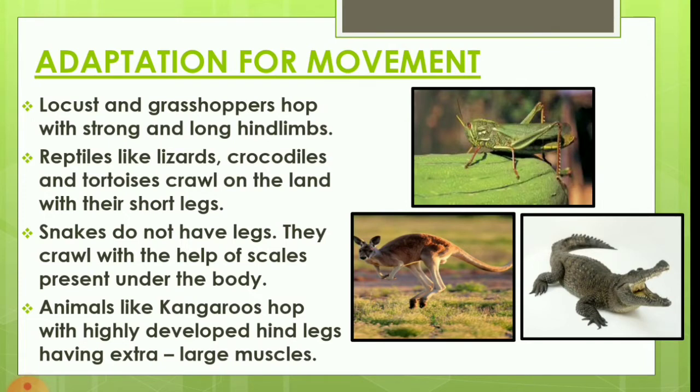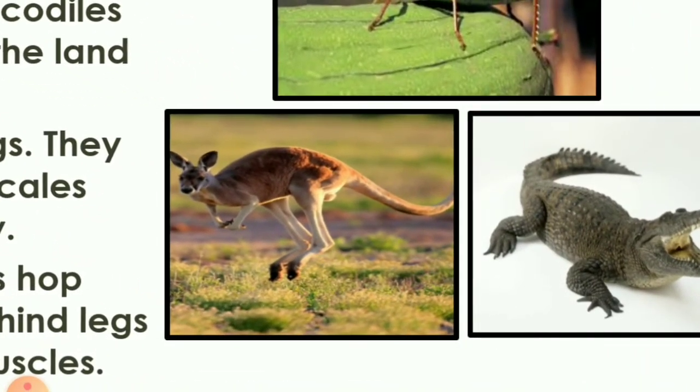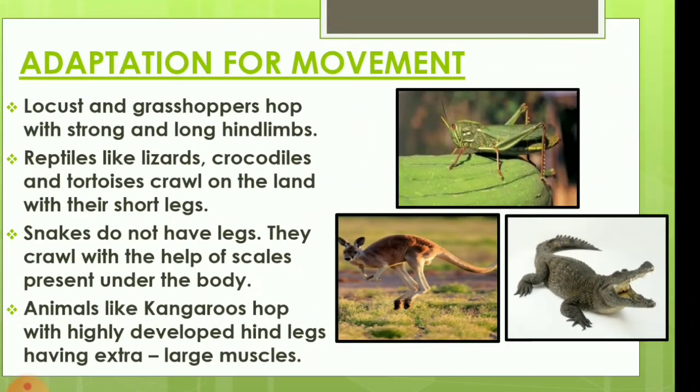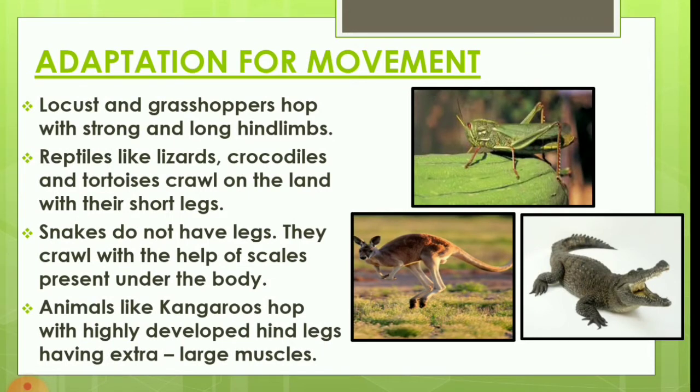Hop means jump. Reptiles like lizards, crocodiles and tortoise crawl on the land with their short legs. जो crocodiles होते हैं, they have short legs to walk on land. Snakes do not have legs. They crawl with the help of scales present under the body. Now these snakes, they have scales under their body. जो उनका अंडर सरफेस होता है, नीचे वाला पोर्शन होता है, उसमें आपने नोटिस किया होगा ऐसी लाइंस होती हैं. These lines are known as the scales, and these scales help them crawl on land.